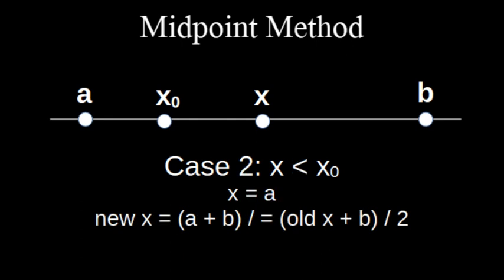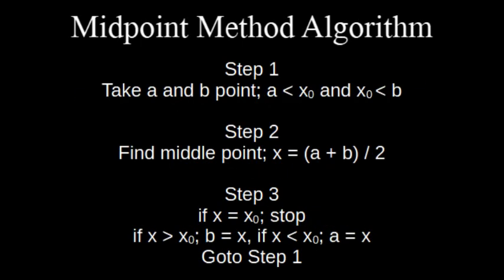The second situation is that the midpoint is smaller than the root. Here, too, we do the same. This time we set point a to the value x, and we find the new x value in the same way. So now we can write the algorithm for the midpoint method.